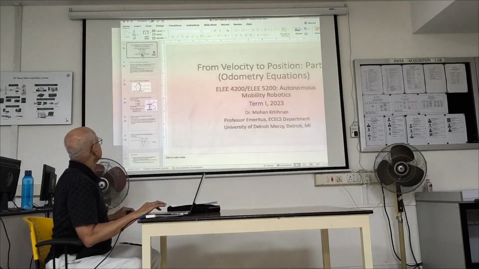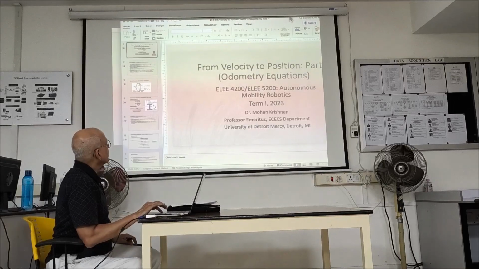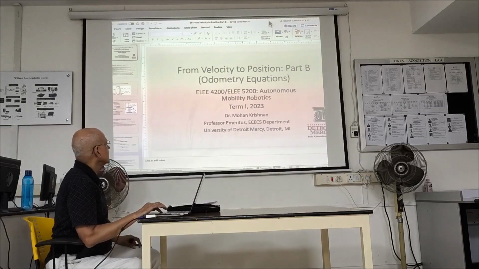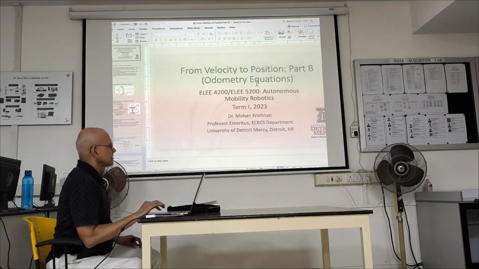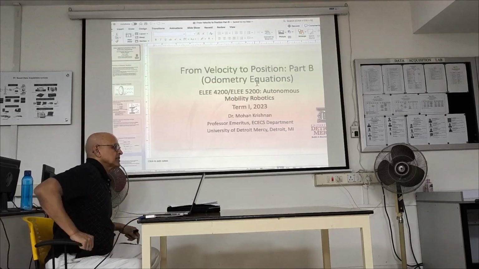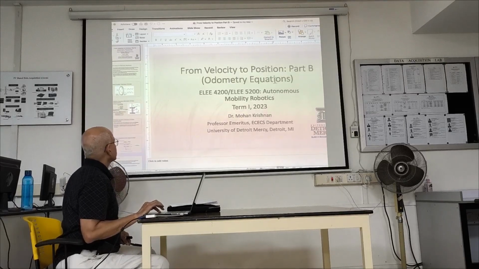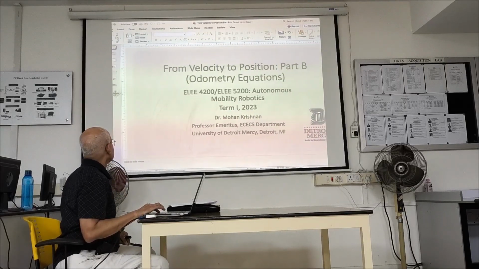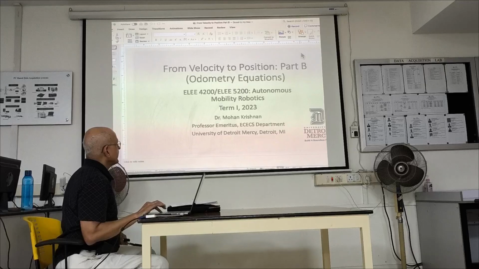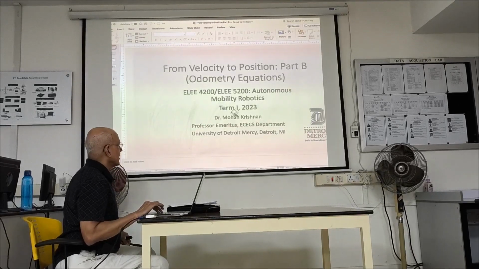The title of this is the part B. This is the part B of what we had earlier. It's the actual odometry equation. So we're just setting up the basics, the fundamentals necessary. Now we're going to actually discuss the actual odometry equation. Part B, odometry equation. You'll be surprised at how simple it is, the concept.